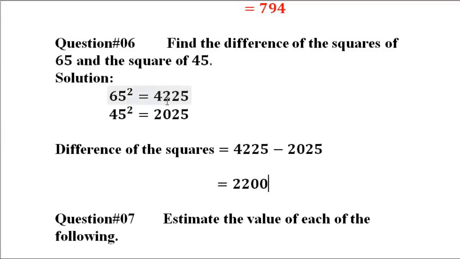Let's find the difference between the squares of these numbers by first squaring them. The square of the number 65 is 4225 and the square of the number 45 is 2025. The difference can be calculated by subtracting 2025 from 4225, which is 2200. And that's the final answer.